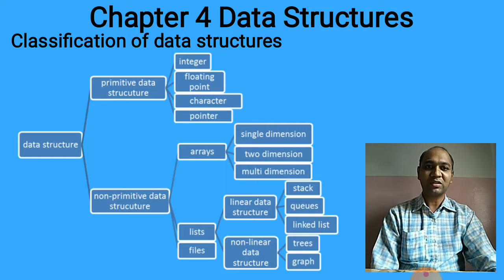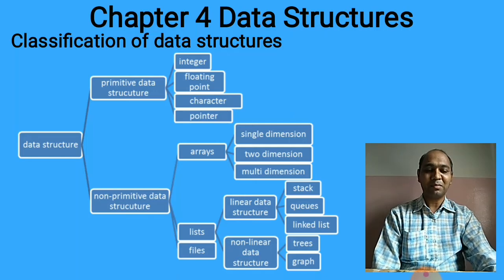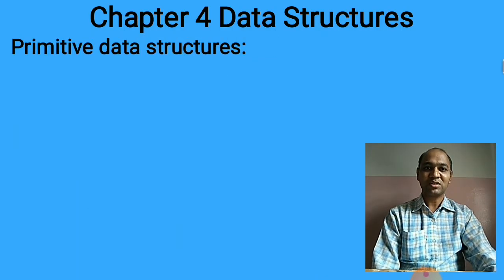Next, lists are further classified into linear data structure and non-linear data structure. Linear data structure consists of stacks, queues and linked lists. Non-linear data structures include trees and graphs. Files we have already studied in the previous video, that is chapter number 12 called data file handling. So let us continue with the primitive data structures.